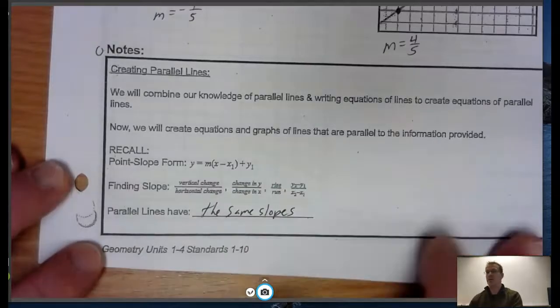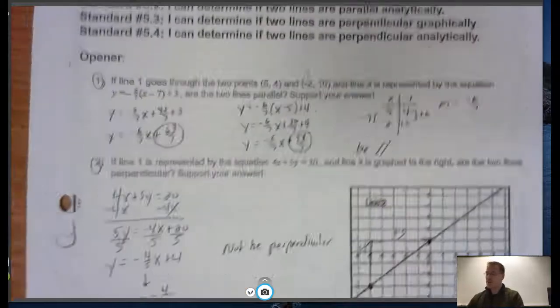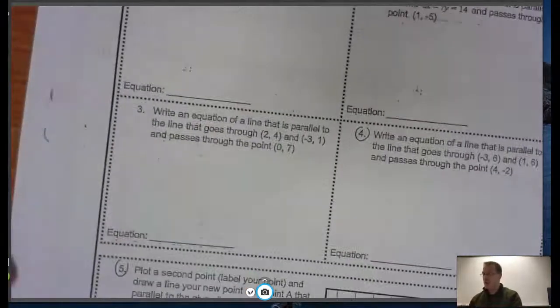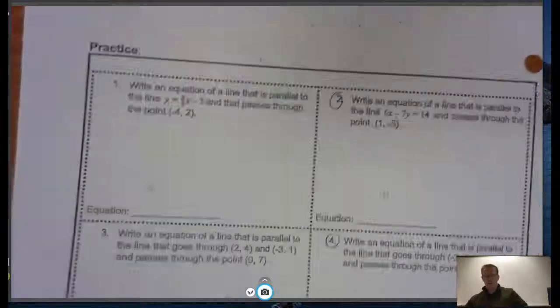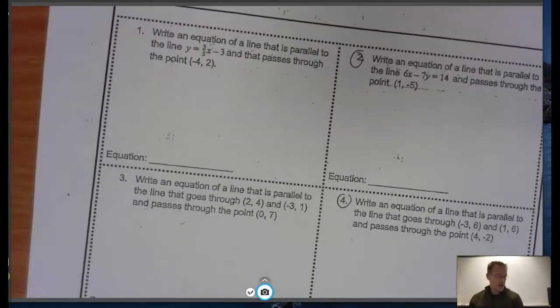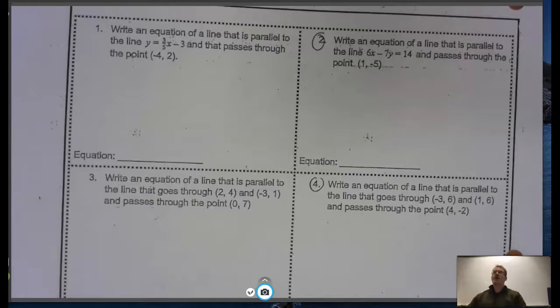I didn't mention this earlier, but we are on page 93. Let's go ahead and flip to page 94, and we're going to go through 3 problems together. Let me just adjust my screen here a little bit. There we go. Now, when we look at writing equations of lines that are parallel, we need 2 things: a point, and the exact same slope.